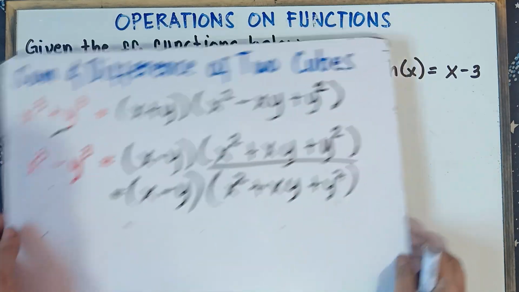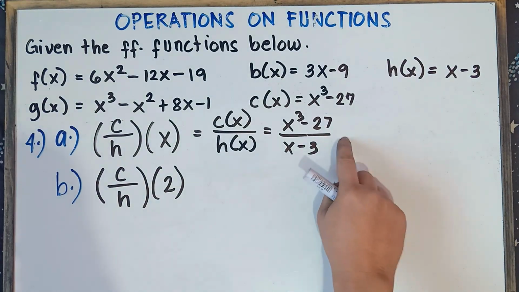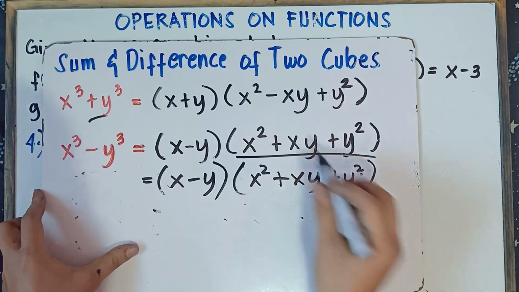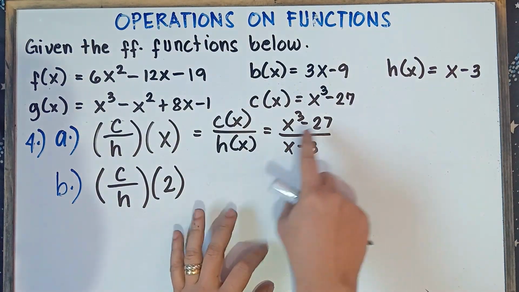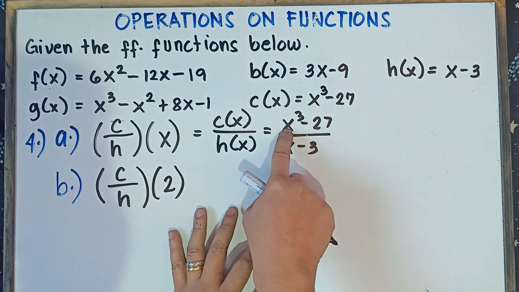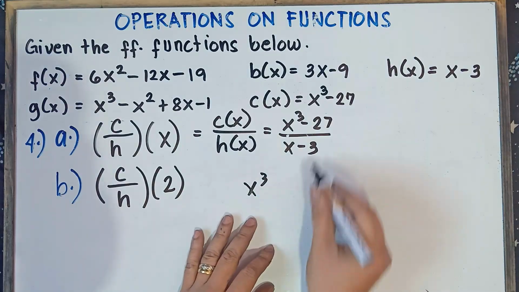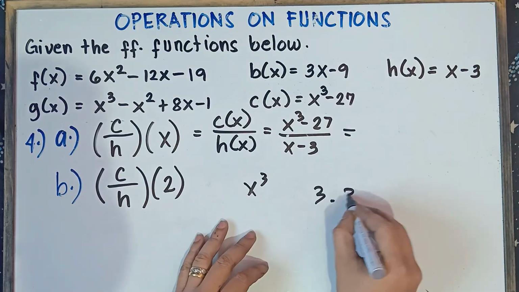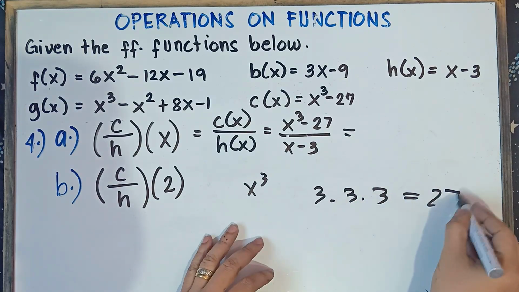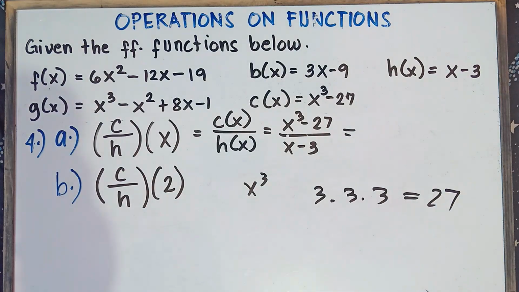So let's have this one, class, for you to really understand this one. Let's answer this one, class, applying the difference of two cubes. Alright, so we have difference of two cubes. Our first term is a perfect cube. X cubed is a perfect cube. And then 27 is a perfect cube. Because 3 times 3 times 3, that would be 27, right? Therefore, 27 is a perfect cube.